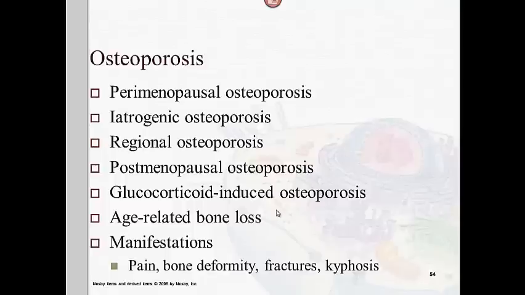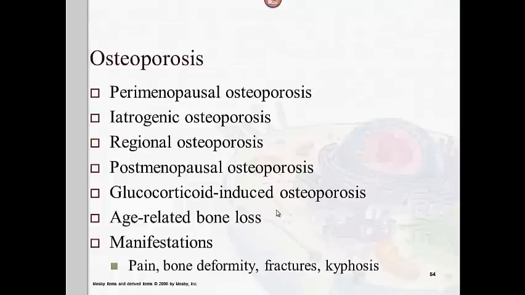Okay, so a T-score less than minus 1.0 and greater than minus 2.5 defines osteopenia, and a T-score less than or equal to minus 2.5 suggests osteoporosis.